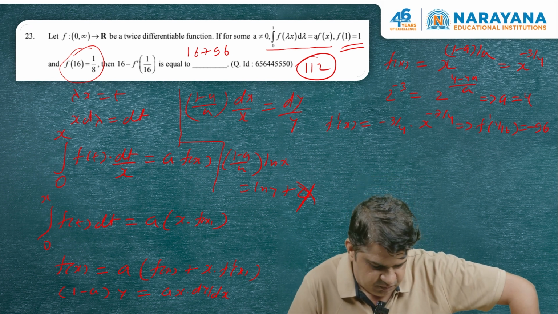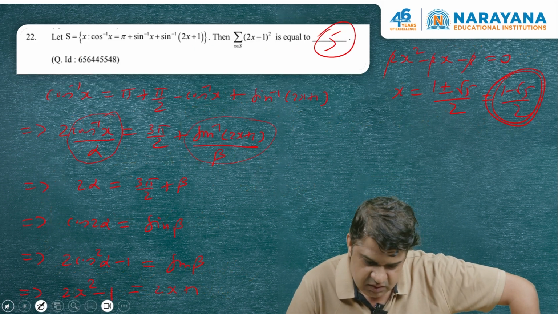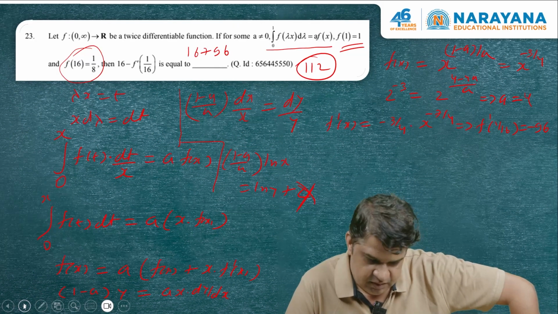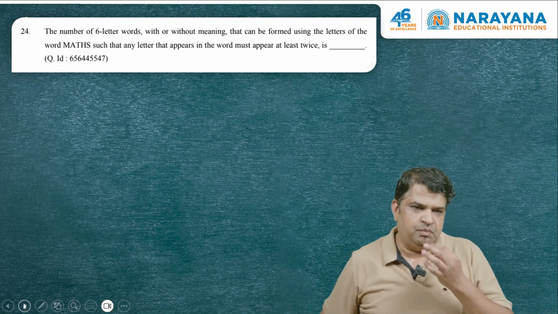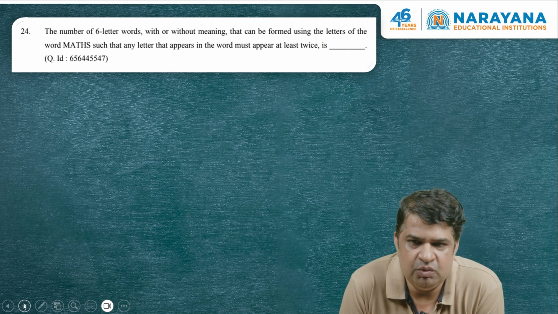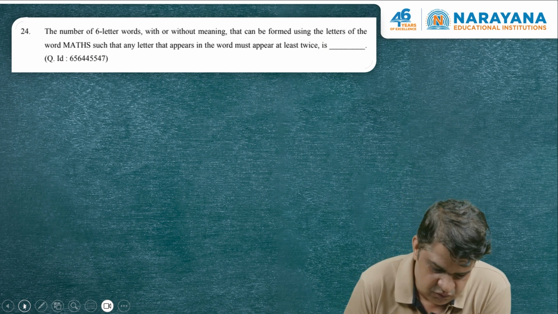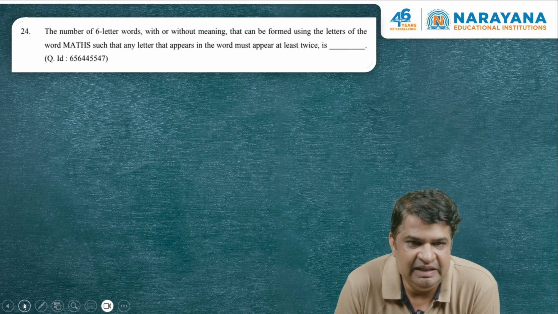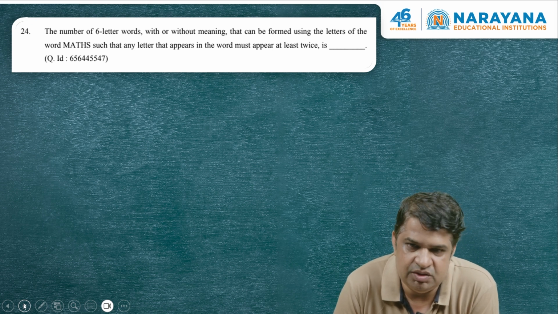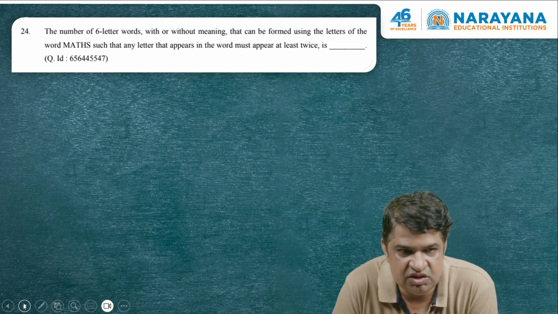In previous problem we mentioned the answer or not? We mentioned it. Okay. So, moving to the next problem: the number of 6 letter words with or without meaning that can be formed using the letters of the word MATHS, such that any letter that appears in the word must appear at least twice.